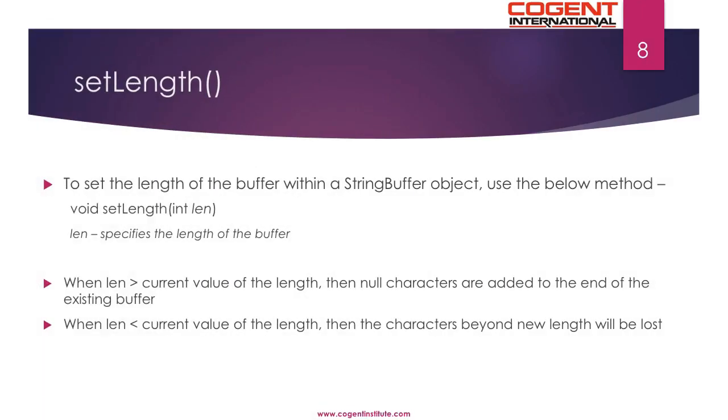Let's look at the setLength method. To set the length of the buffer within the StringBuffer object, we need to use the below method: setLength, which has a param of type int. So the len here specifies the length of the buffer. When len is greater than the current value of the length, then null characters are added to the end of the existing buffer. While when len is less than the current value of the length, then the characters beyond the new length will be lost.